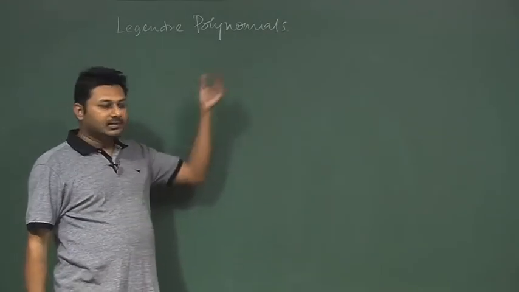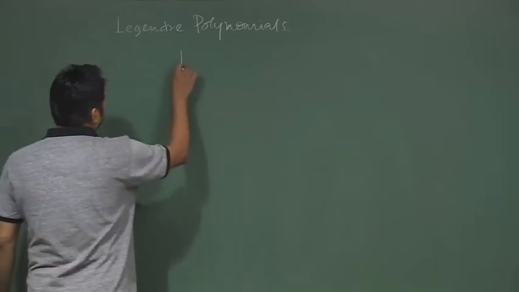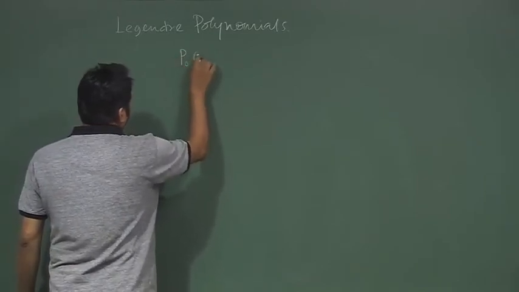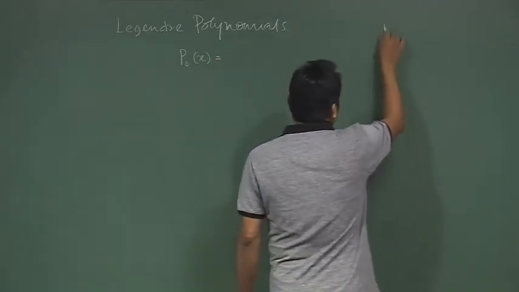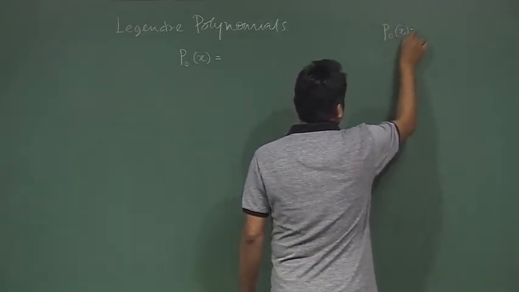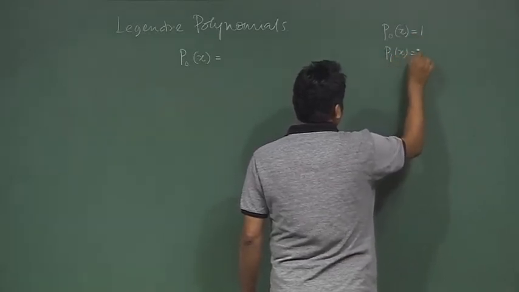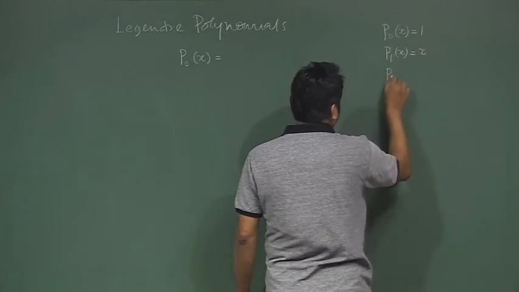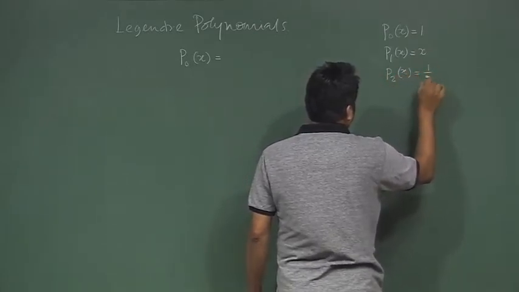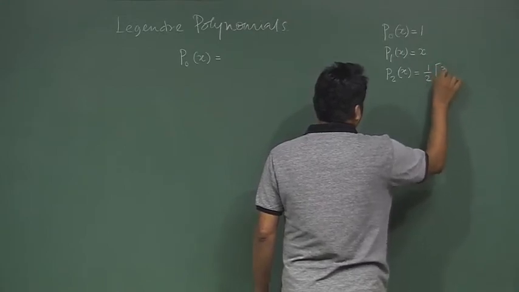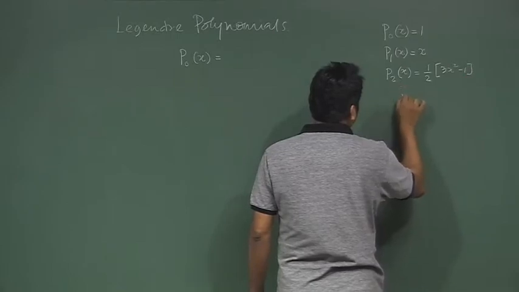Legendre polynomials. The significance of these polynomials is this: P0(x) was 1, P1(x) was x, P2(x) was half of 3x squared minus 1. It is something like this.